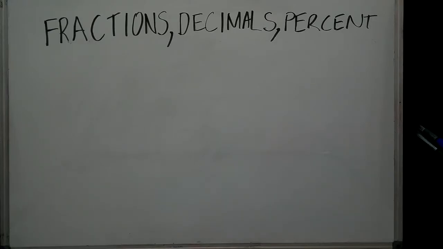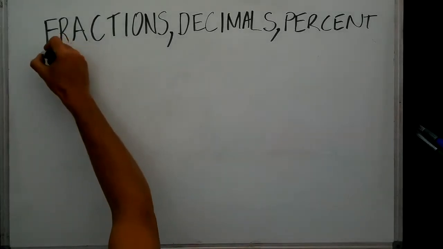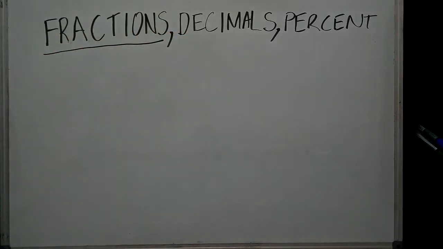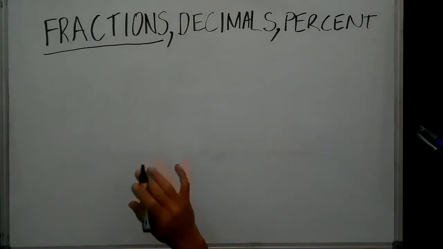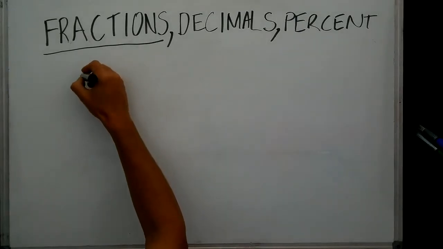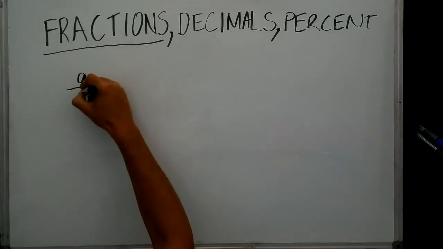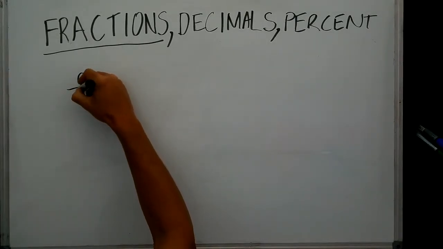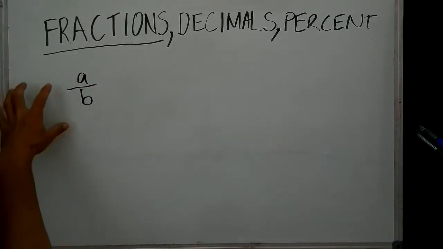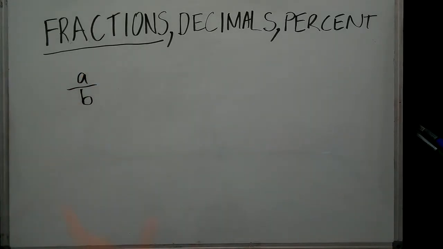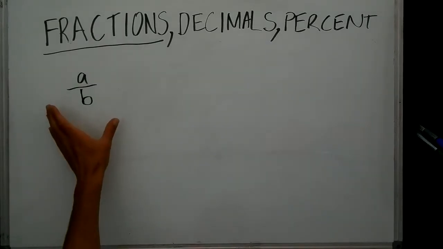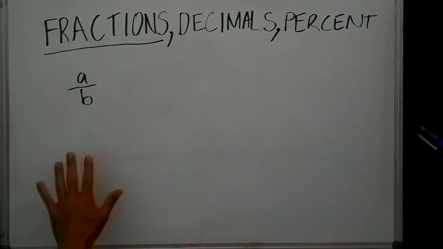Okay, so let's start with fractions. So essentially, I'm just going to use a couple of letters here. Don't be perturbed. A over B. Fractions take this form. So there's two numbers in the fraction, but it's essentially just one value.